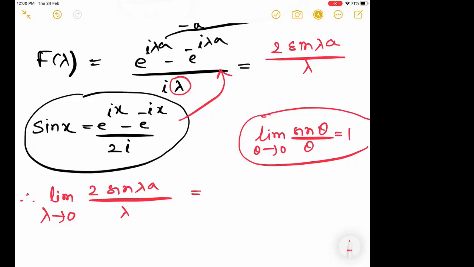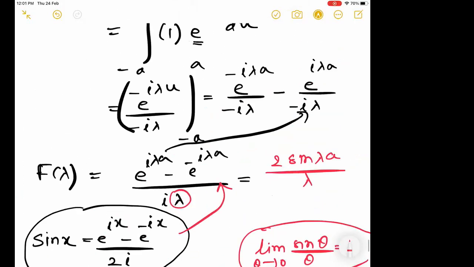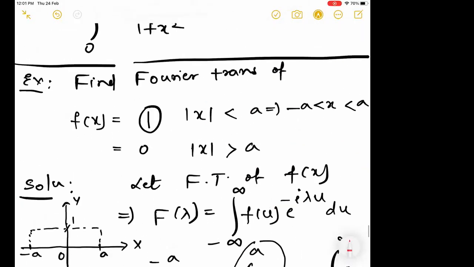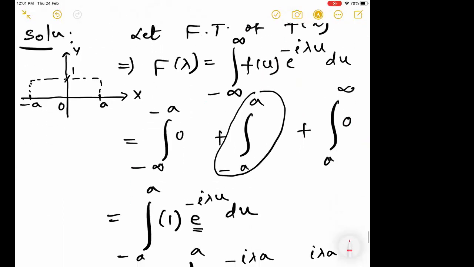So here also 2 sine lambda a is there. Lambda a is there means I should multiply by a in the denominator, and in the numerator also, to keep the equation the same. And then I'll get the answer for this term as 1. So I'll get the final answer as 2a. Okay, f lambda answer is 2a when lambda is tending to 0 in this case.